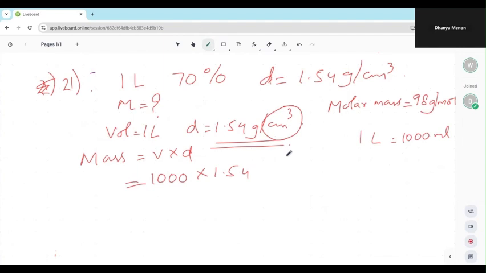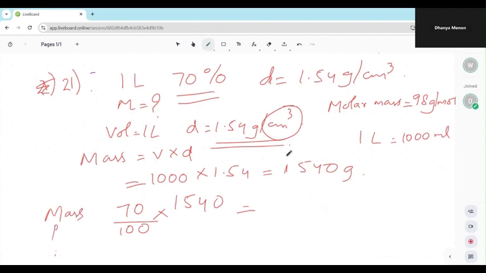So I get the answer as 1540. This is the mass, and this is in grams. Now, if I know the mass, how much is the percentage purity of that acid? The percentage purity is 70%. So 70 by 100 times 1540 will give you the exact mass of the acid, the exact purity of that acid.